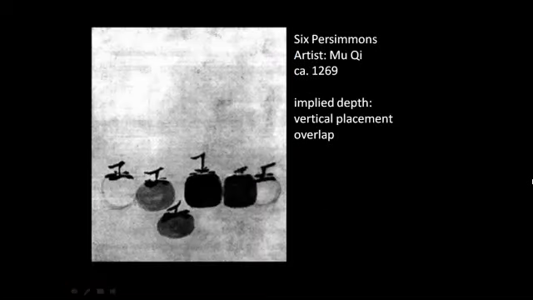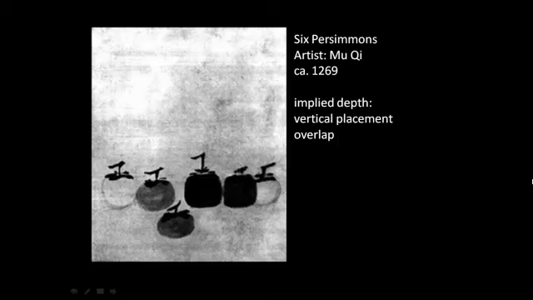This is our last slide, and we're going to be looking at implied depth. And the reason why it says implied depth is because you can see that we're looking at a two-dimensional work of art. This is a drawing by the artist, or excuse me, it's a painting. It's an ink painting by the artist Mu Qi, Chinese artist. And I chose this painting for a couple reasons. First of all, because I think persimmons are delicious. And secondly, because this is a painting that has both examples of implied depth that we're going to encounter in this class.